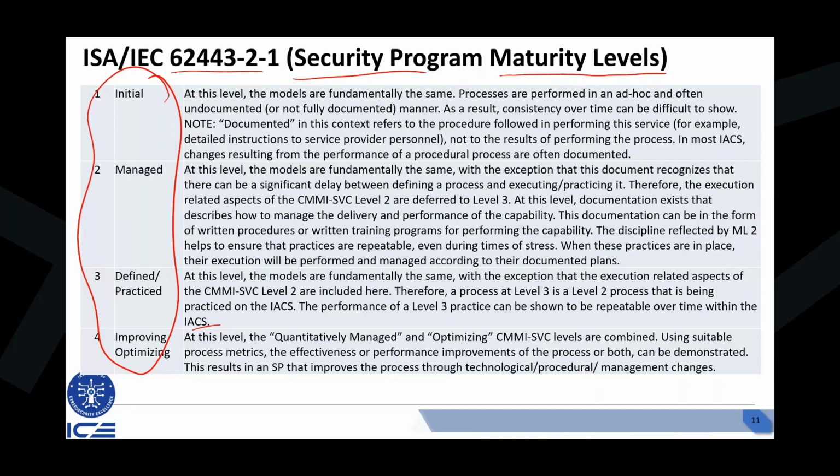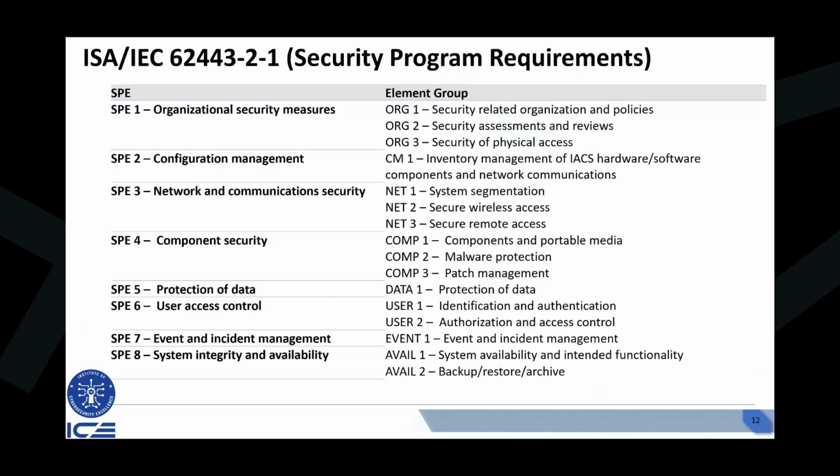So what exactly do these maturity levels apply to? Now let's talk about that. So 62443-2-1 has divided the security program into what they call security program elements, SPEs. ISA is very big on abbreviations. SPE is security program elements. And there are 8 SPEs.